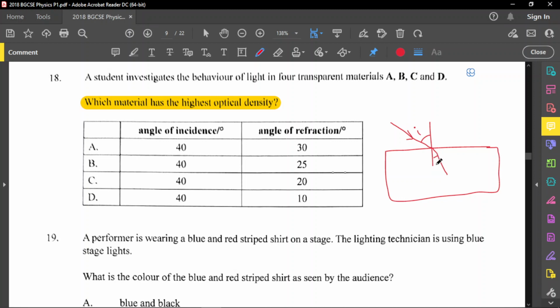If it bends towards the normal, it means the angle of refraction is smaller than the angle of incidence. As a matter of fact, the denser the material becomes, the more it will bend. There's more bending that will take place. If it bends more, it therefore means the angle of refraction is going to be less. So our answer here will actually be D. The same angle of incidence, but because it's more dense, it will bend even more.